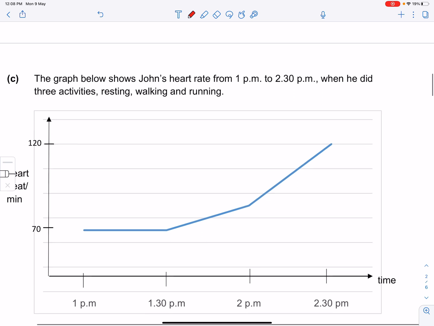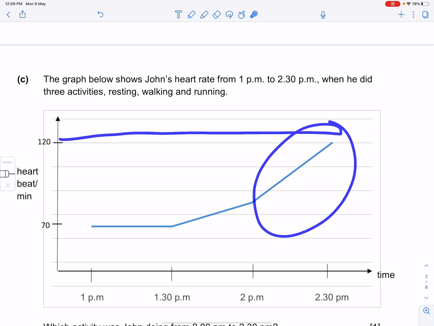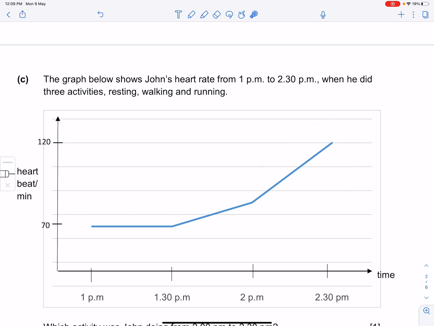Okay, this is a very, very common question. You must know how to do it. Now, most students can get this right. The only issue would be that you are very, very careless. Alright, I will tell you where is your carelessness. Now, they tell you that this graph below shows John's heart rate from 1 p.m. to 2:30. So he said he did 3. So right off the top, you would know that the one that has the highest heart rate would actually be your running. Okay, and you need to explain it to me why later.